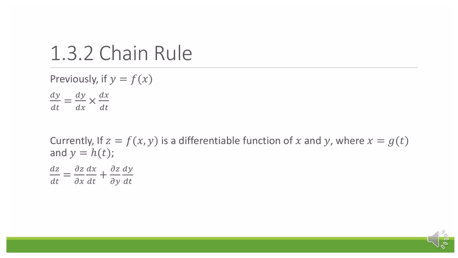So here you can see it's a chain rule, where previously we can use the formula for differentiation of dy/dt. So dy/dt will be dy/dx times dx/dt. And then if you have a multivariable function now, a differentiable function of x and y, where x is g(t) and y is h(t), the equation might be this now. Let's take a look at an example for a clearer picture.